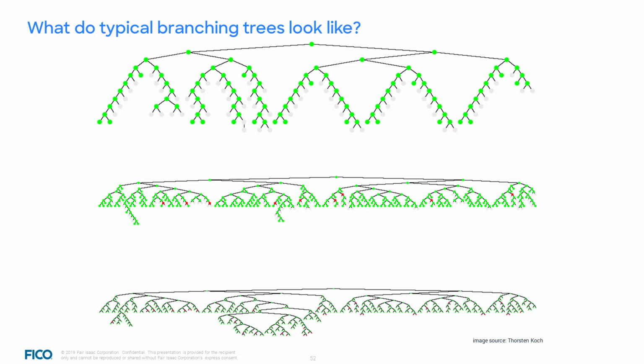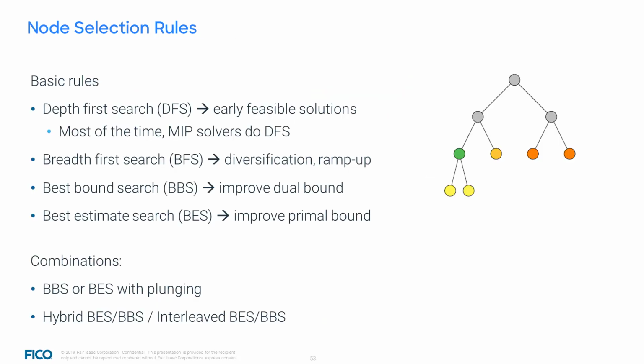Why is this a common case? The main reason is that MIP solvers do depth-first search for most of the time. Depth-first search always tries to select a child node of the current node. If the current node is infeasible, it will select a sibling. If this is also infeasible, the solver will perform a full backtrack. This behavior is also known as diving or plunging.